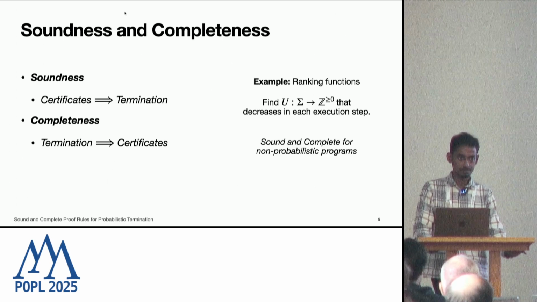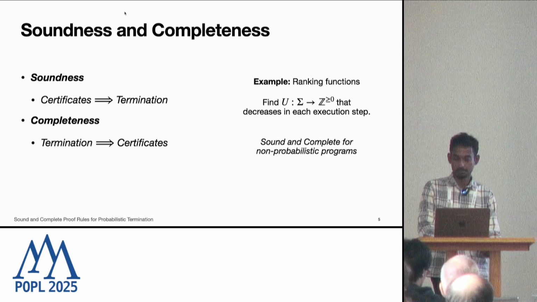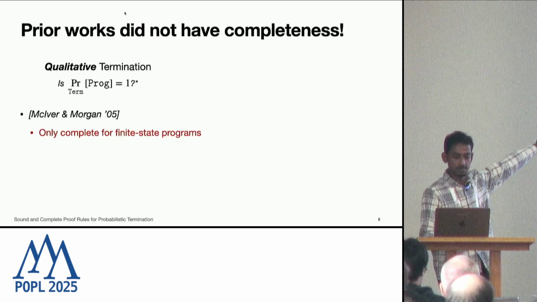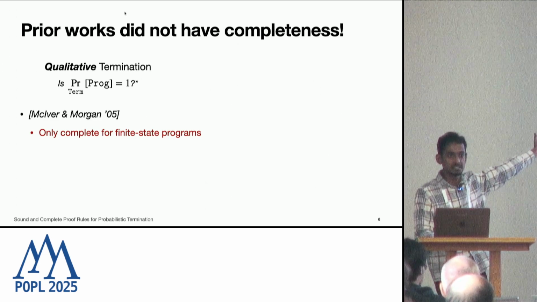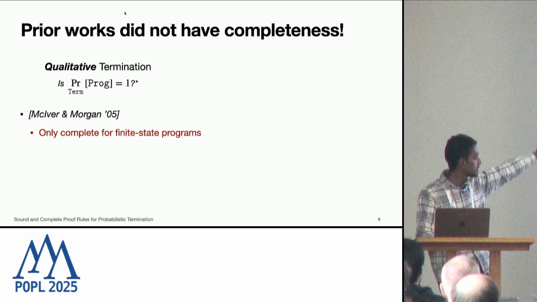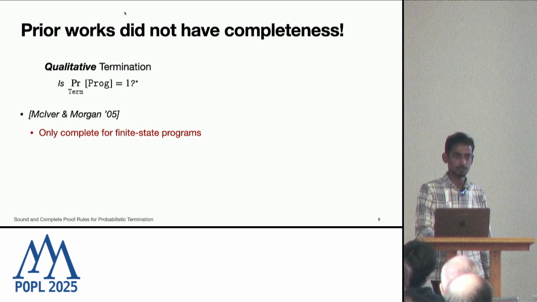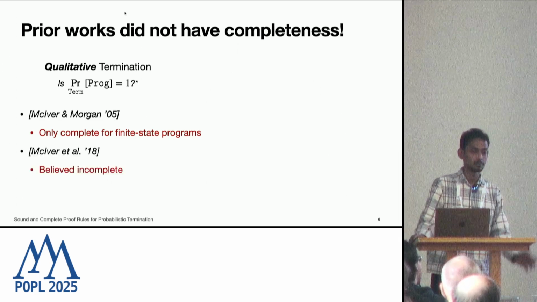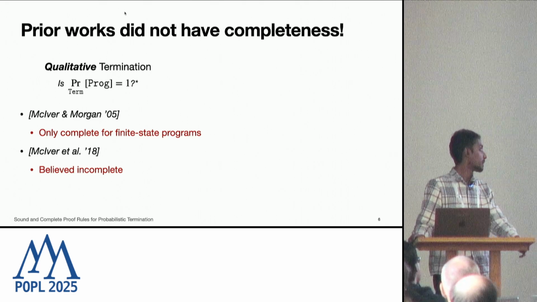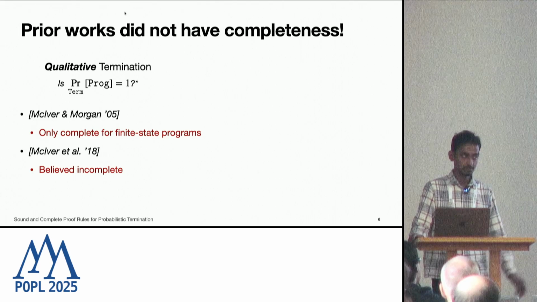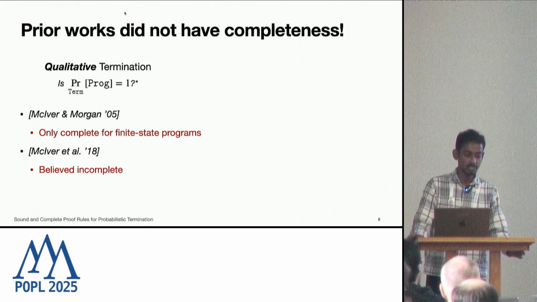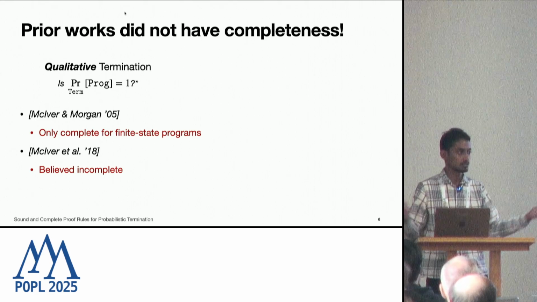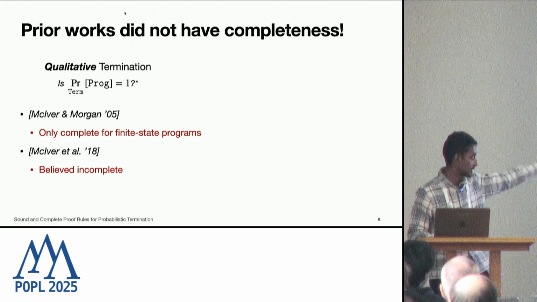Unfortunately, for probabilistic programs, the current state of literature is that we don't really have completeness. For qualitative termination, the closest thing we have is completeness in the case of finite state programs. This is work by Annabel McIver and Carol Morgan in 2005. And in fact, the state of the art, by Annabel McIver and a few others at POPL 2018, was believed to be incomplete, even by the authors of that rule itself. Even though there are no counterexamples, they still believe the rule was incomplete.